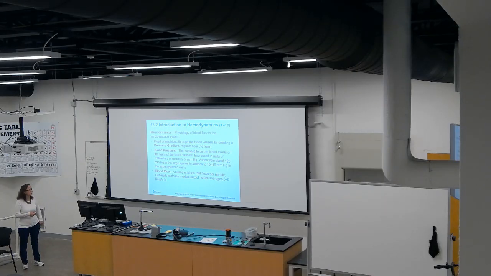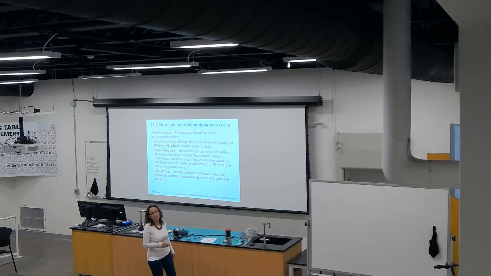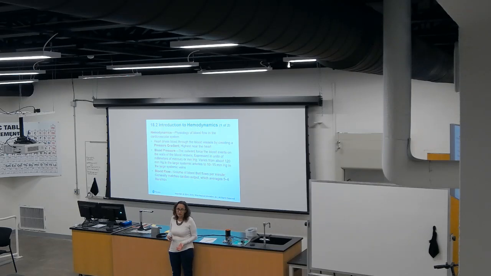And the movement of blood is called blood flow. It's the amount of blood that flows per minute and generally matches the cardiac output, which is 5 to 6 liters per minute, and it will vary in the different areas of the body depending on the size of the arteries and as well depending on the importance of the organ.